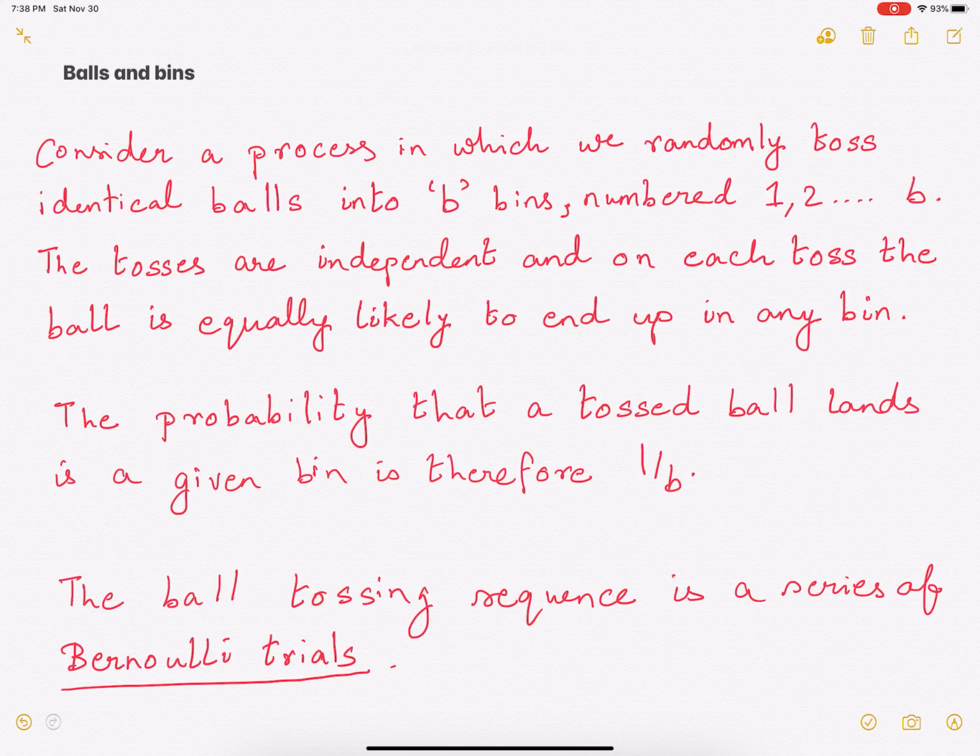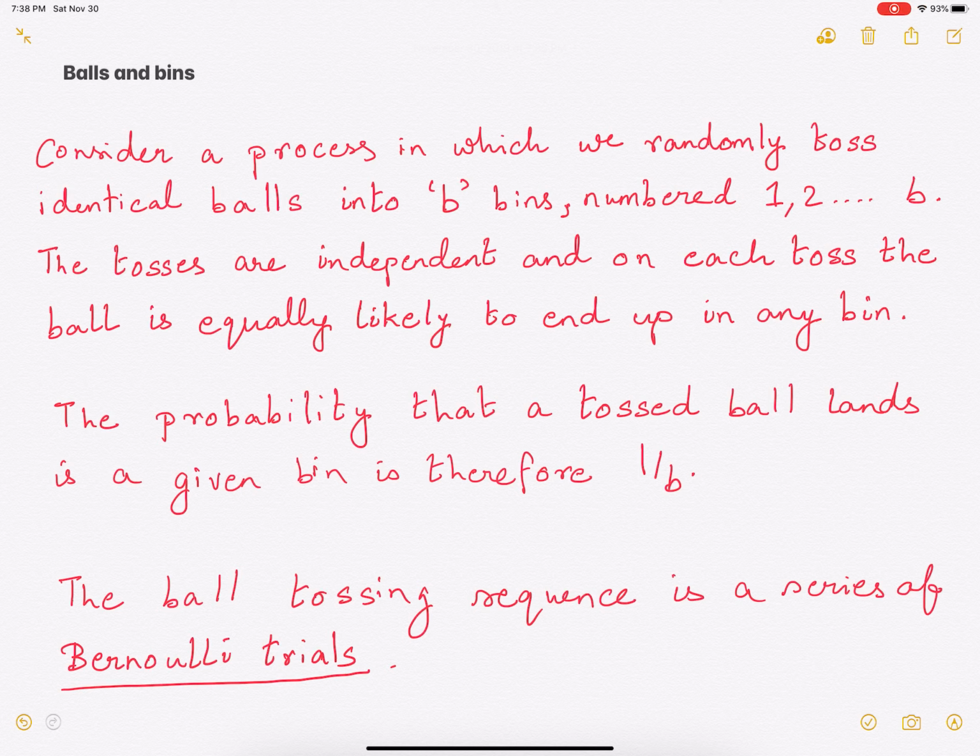Hi everyone. In this video, I'm going to talk about the balls and bins problem, which is a very important problem in probability, and I will talk about how it is related to computer science. Once I have talked about the balls and bins problem, I will then talk about the coupon collector's problem, which is a very popular problem and is related to balls and bins.